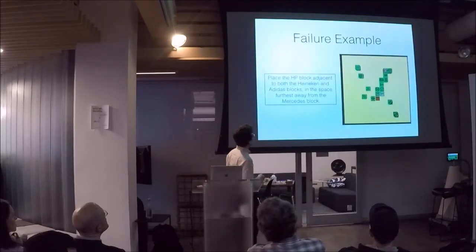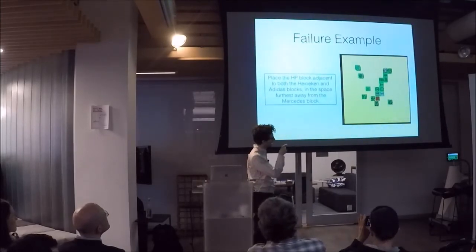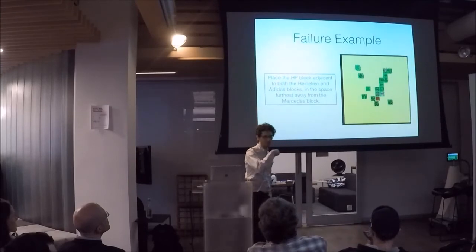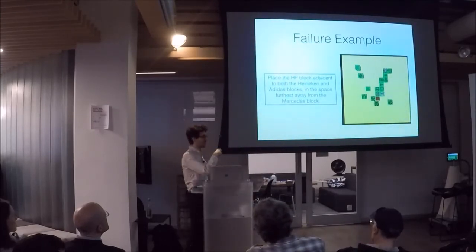So this is a small failure. Here, what you need to do is take this HP block and move it to here. So what does the agent do? The agent moves the HP block, gets it to the right position, and then kind of moves away a bit. And this is a small example of a failure that is actually very common.